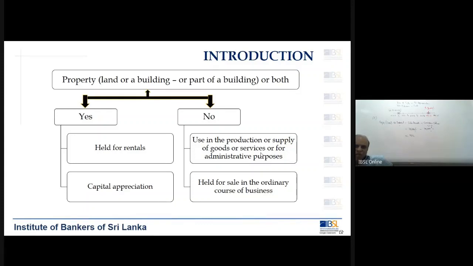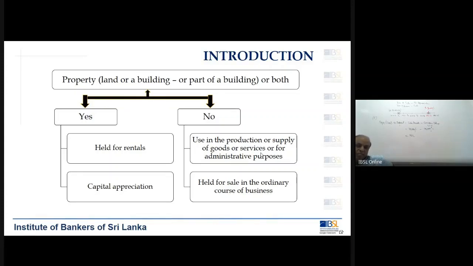If it is not an investment property, that is no, then why is it not an investment property? Because you are using it in the production or supply of goods or services or for administrative purposes. That is what we learned under LKS 16. Why do we call it land and buildings? Because we are going to use it in the production or supply of goods or services or for administrative purposes.